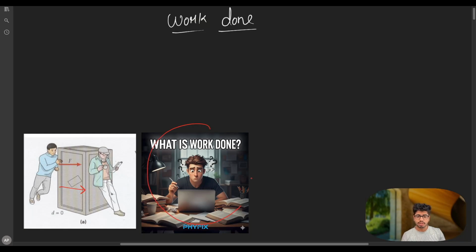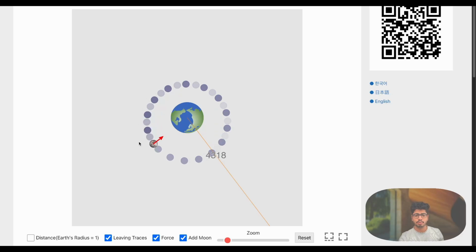And the next one: right now, if I ask you, are you doing any kind of work? You're studying. Is that any kind of work? The moon is revolving around the earth. Right now there is a gravitational force the earth is applying on the moon, pulling it toward the earth. That is the centripetal force acting here. Is the gravitational force doing any kind of work?